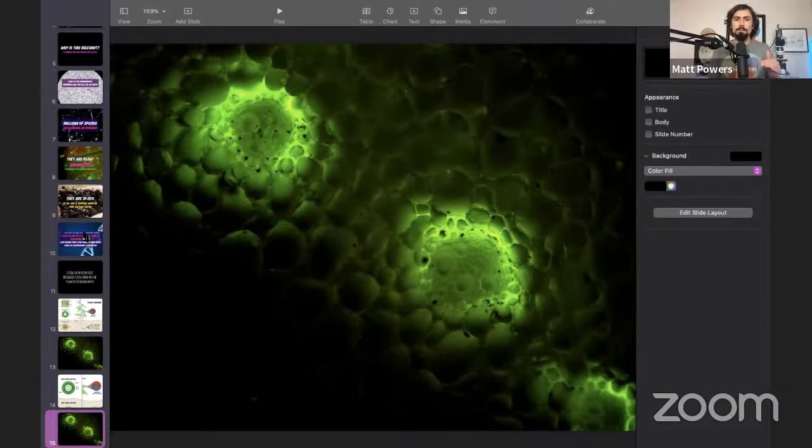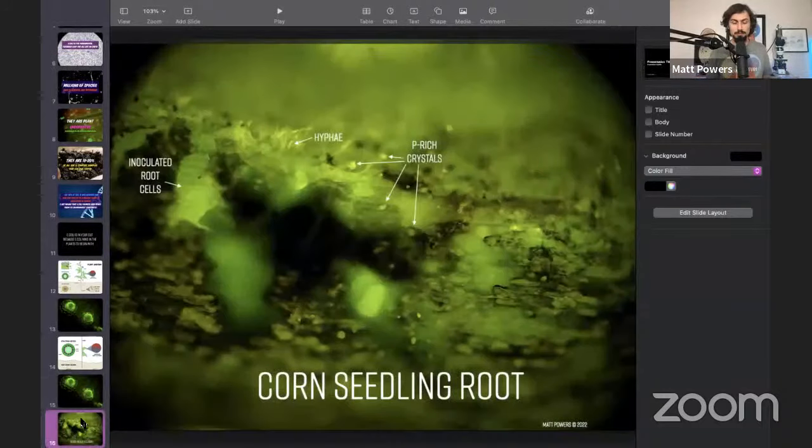This is how we make things real, by actually looking. If we don't look, it's not real. If we don't look, how can we develop our understanding? This is what I've been working on the past several years. So this is a corn seedling root inoculated with a popular inoculant, and you can see the mycorrhizal associations beginning. This is obviously not extremely mature, because you would have a lot more expression in terms of spores.